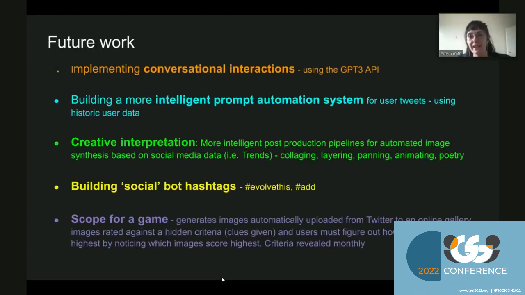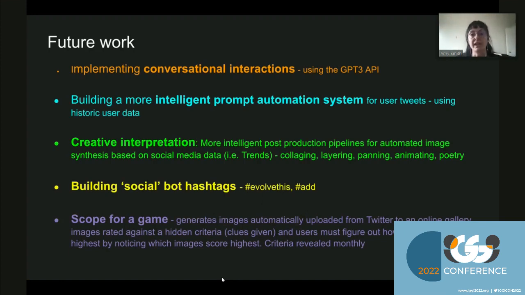So, a lot of things I want to do for the future of this project. I'd really like to use the GPT-3 API and add a more conversational element so that the bot is actually replying in text and maybe saying interesting things back to users when they tweet the bot, which at the moment it doesn't really do. It's just responding with these images based on the user tweet text, or it's autonomously prompting based on the trends data.